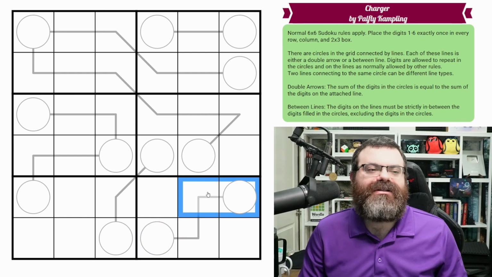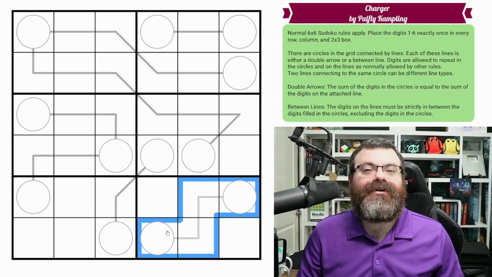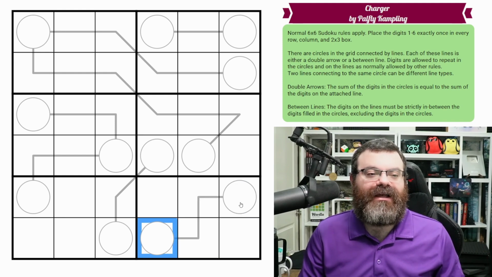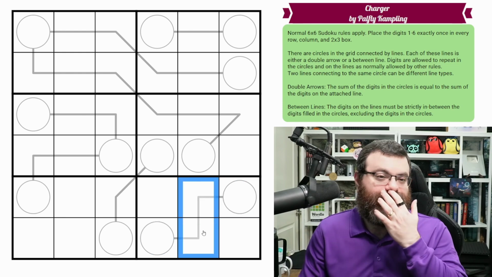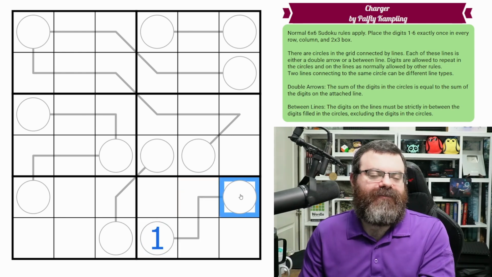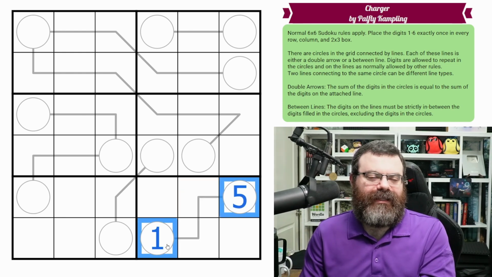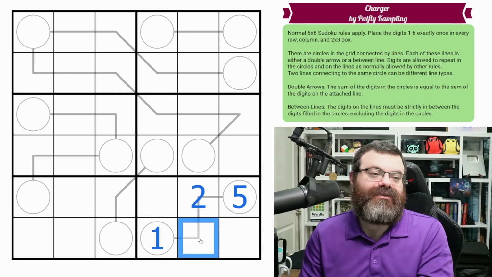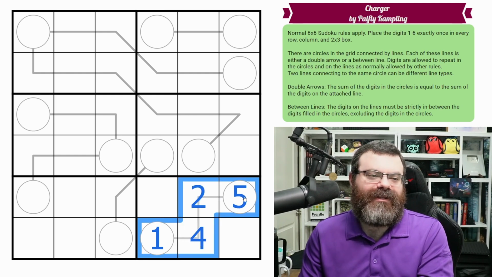which is which. So for example, this could be a double arrow, and if it was, that would mean that the sum of the two digits in the circle is equal to the sum of all the digits on the line. So if this was, for example, 1, 5, that would add to 6, and this would also add to 6, we could do 2, 4. So that would work as a double arrow.